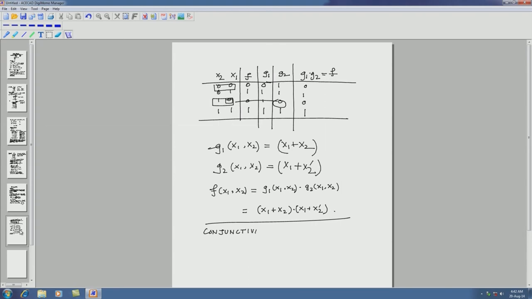Conjunctive normal form, in short CNF, of the Boolean function f.